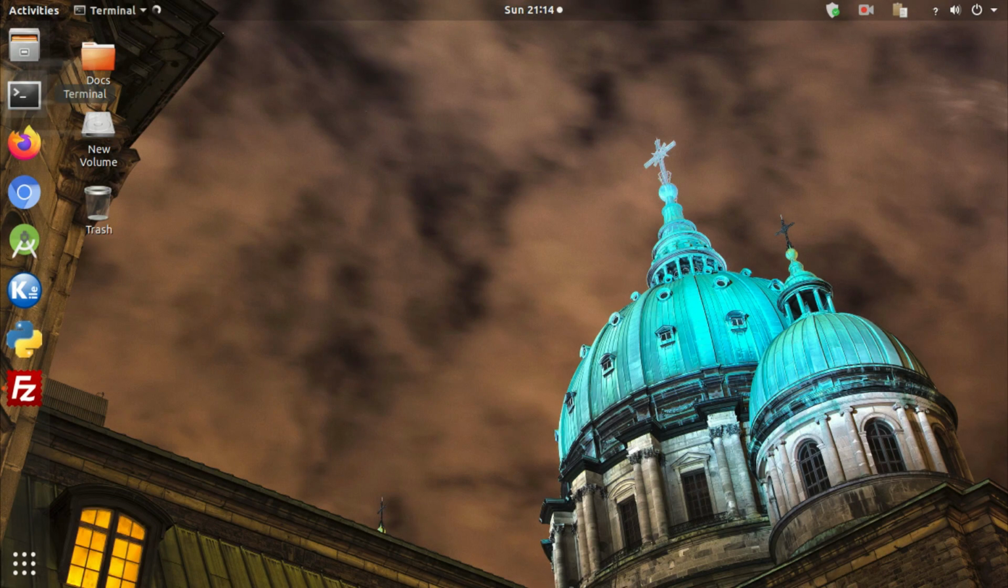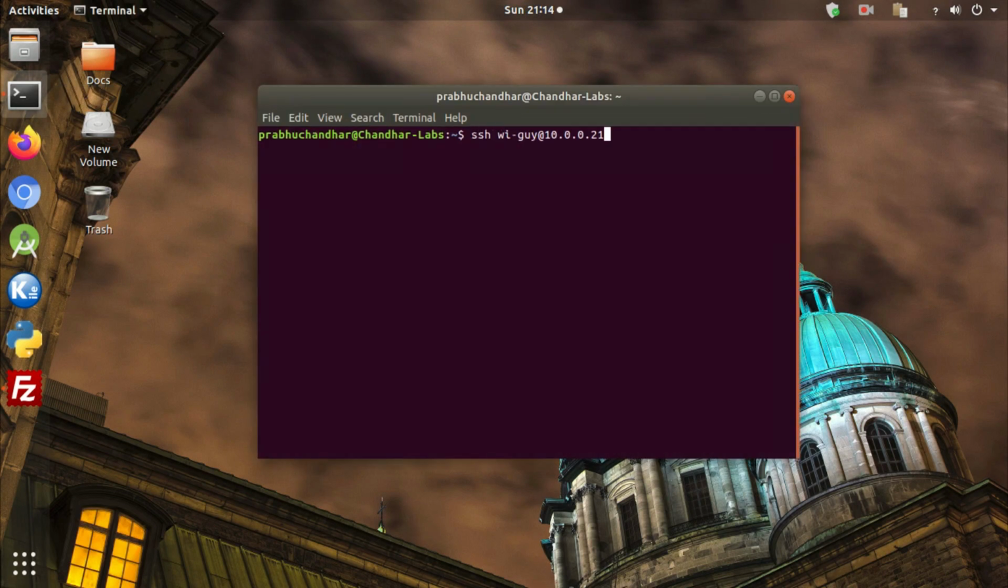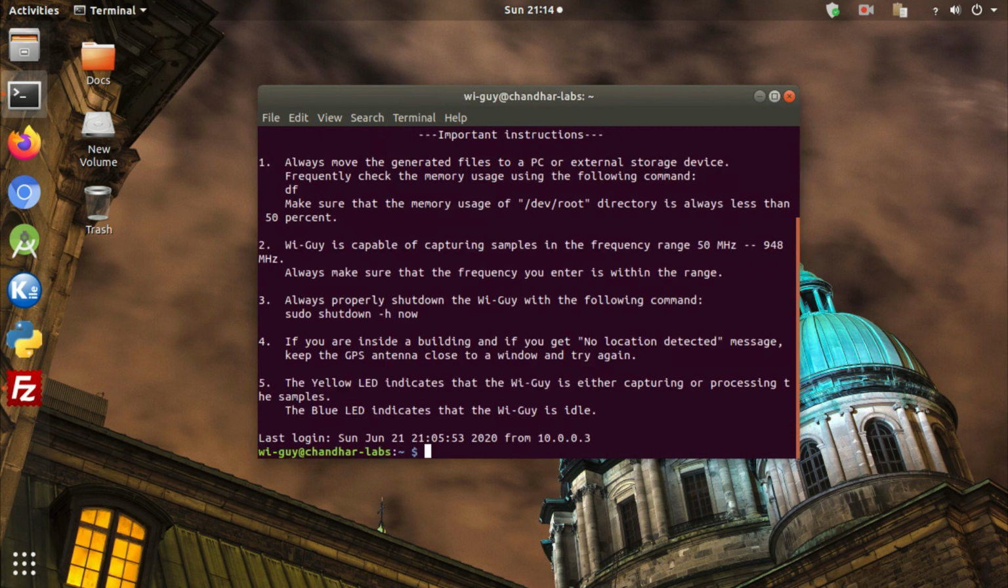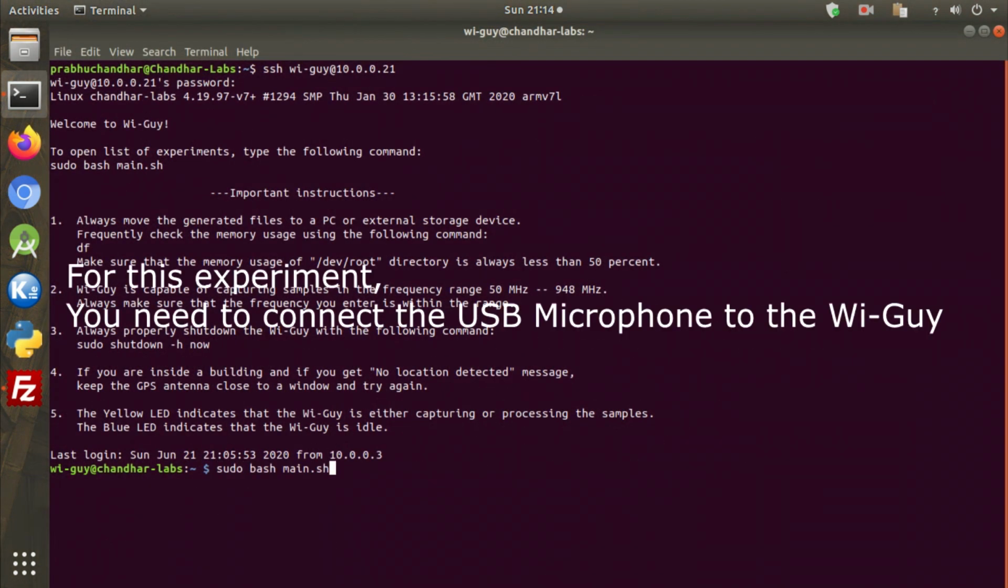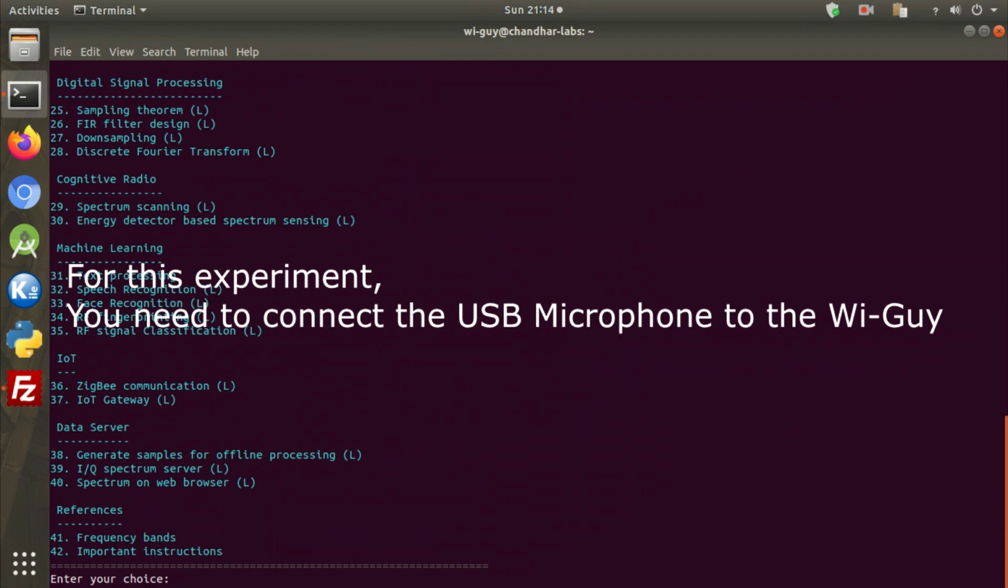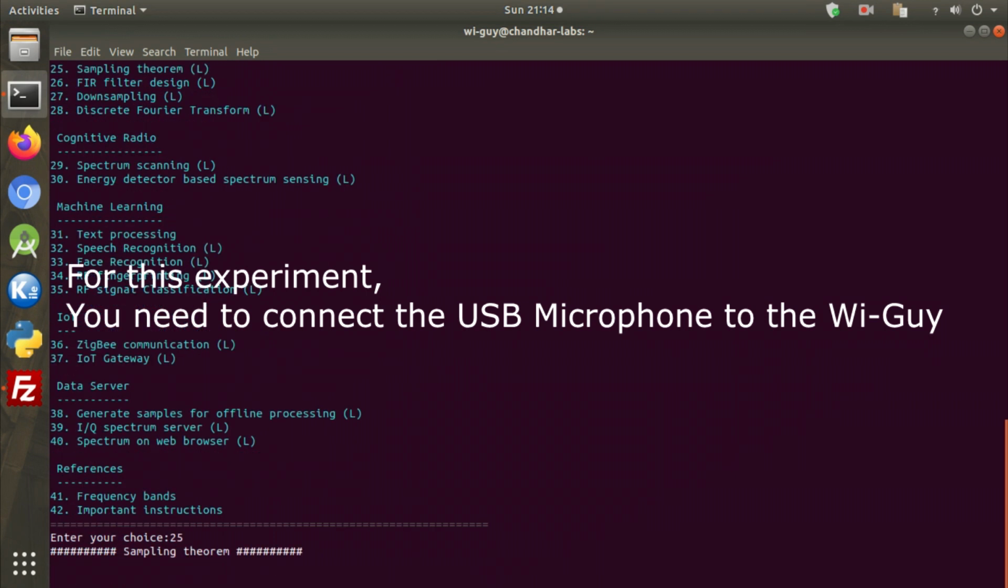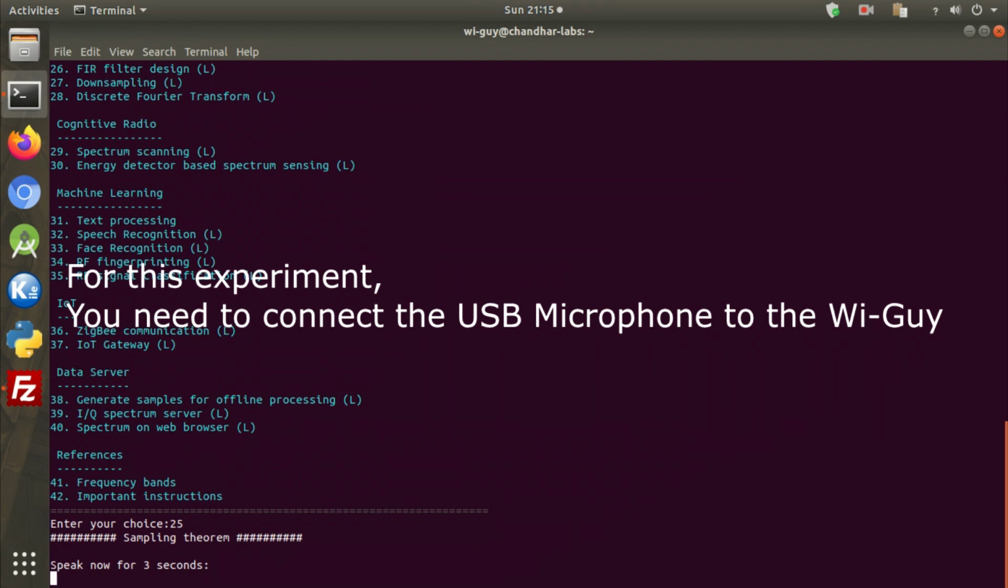Before running the experiment, connect the USB microphone to the Wi-Fi. After connecting the microphone, run the experiment. Now speak for 3 seconds.